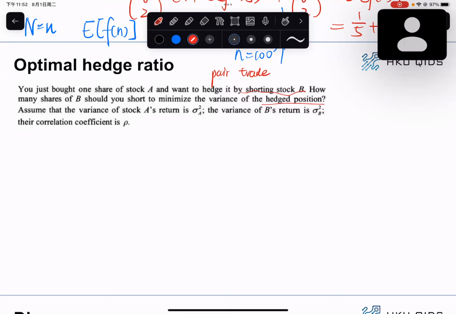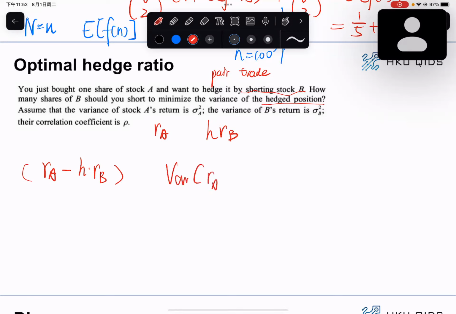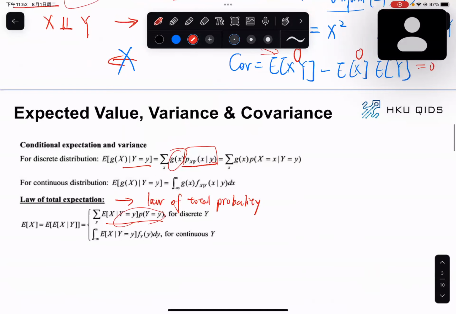So let's define stock A's return as RA and stock B's return as RB. Now let's denote the ratio as H. Then the whole portfolio is what? RA minus H RB, right? This is going to be our return. And then the variance of RA minus H RB, according to our formulas before.